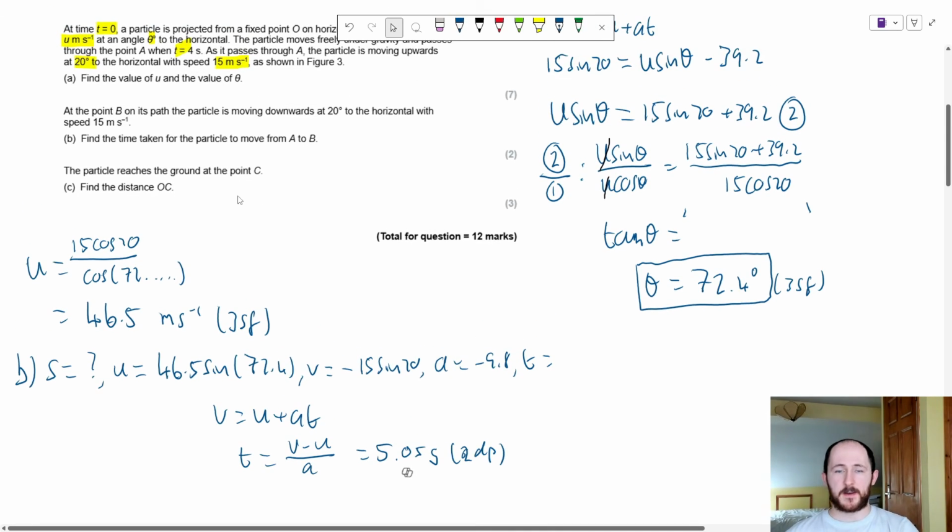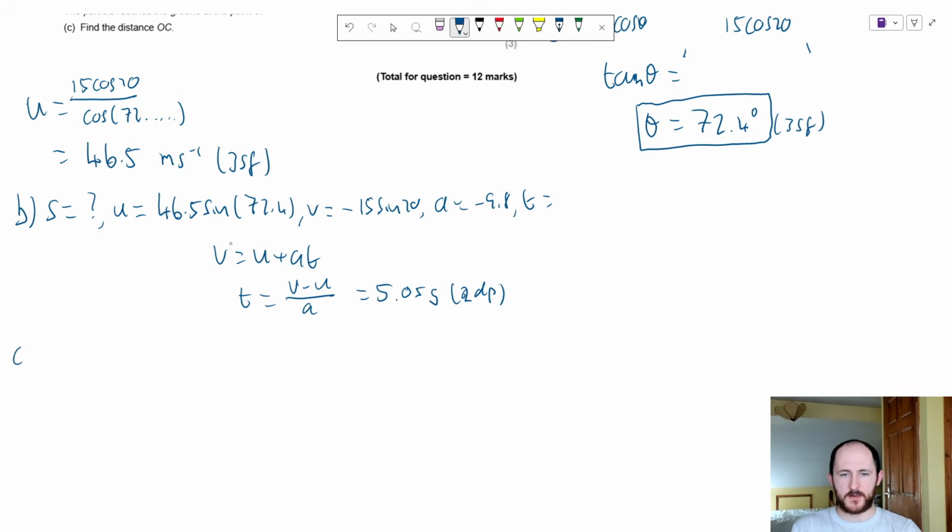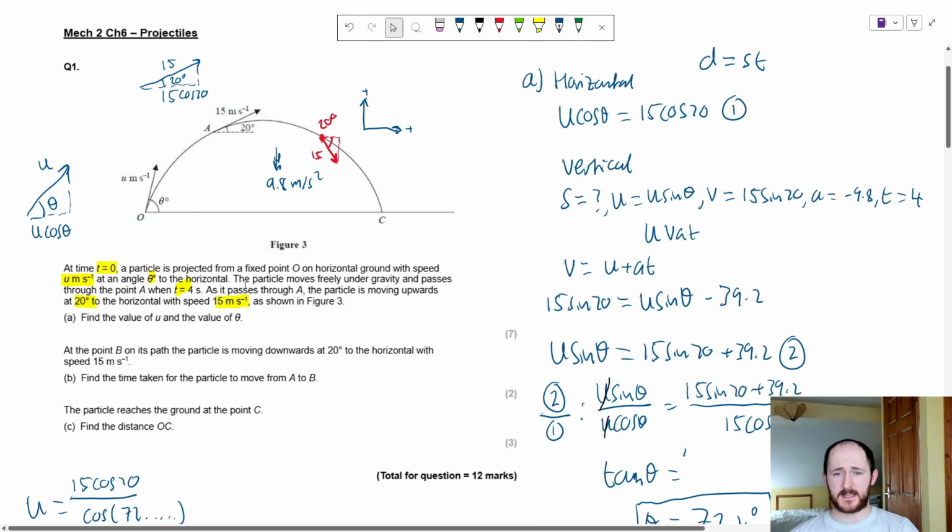The particle reaches the ground at point C, find the distance O to C. Now, when it says distance, they don't mean displacement, but the good news is, because it's completely horizontal, it actually doesn't matter. So how would you do this? Well, distance horizontally is speed times time. So what we need to do is work out how long it takes to reach this point, and then times it by the horizontal velocity, which is completely fine. It's actually 15 cos 20. So that's kind of fun, isn't it?